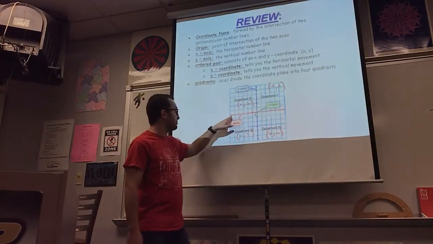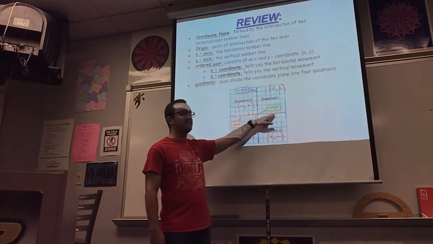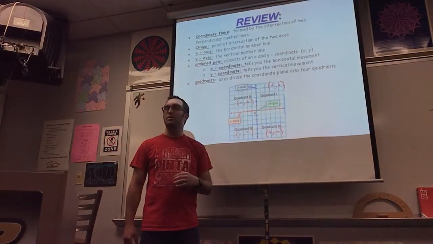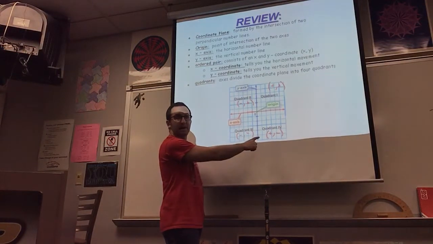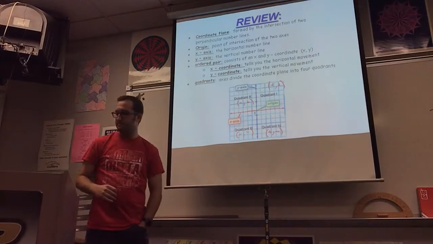Because any number that's on this x-axis did not go up at all, so it has a 0 y value. Any point on the y-axis has a 0 x, because it moved left or right 0 spots, right? So those are the 0 lines.